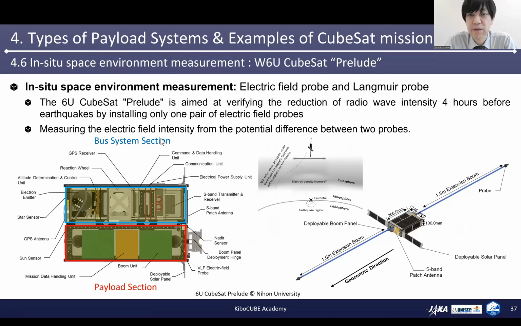The next CubeSat example is the electric field intensity measurement from the potential difference between two probes on the 6U CubeSat Prelude. The 6U CubeSat Prelude is aimed at verifying the reduction of radio wave intensity 4 hours before earthquakes by installing only one pair of electric field probes. In this case, the VLF electric field probe, extension boom, and the mission data handling unit are the payload.